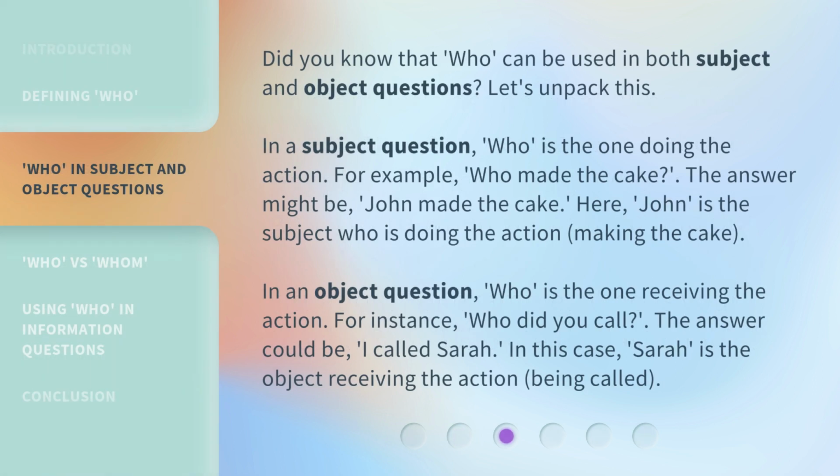Did you know that who can be used in both subject and object questions? Let's unpack this. In a subject question, who is the one doing the action? For example, who made the cake? The answer might be, John made the cake. Here, John is the subject who is doing the action, making the cake.